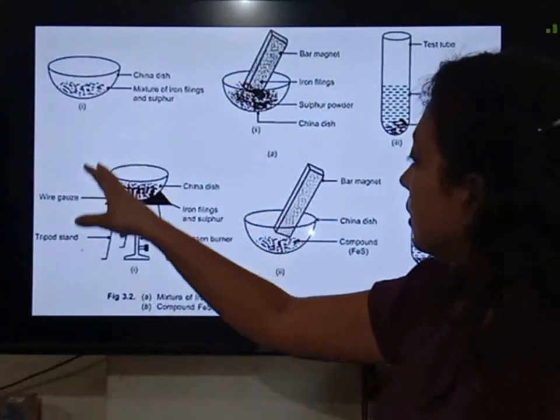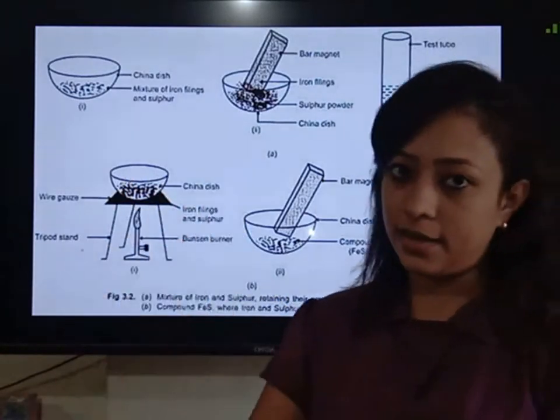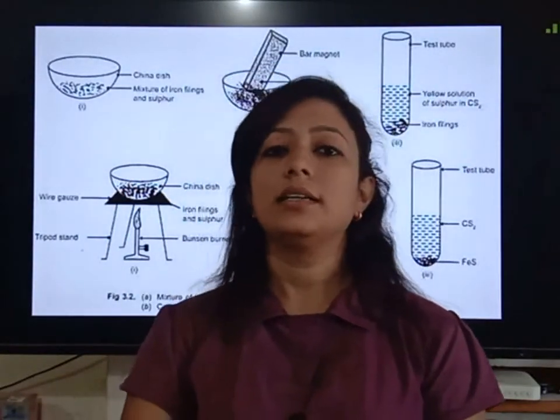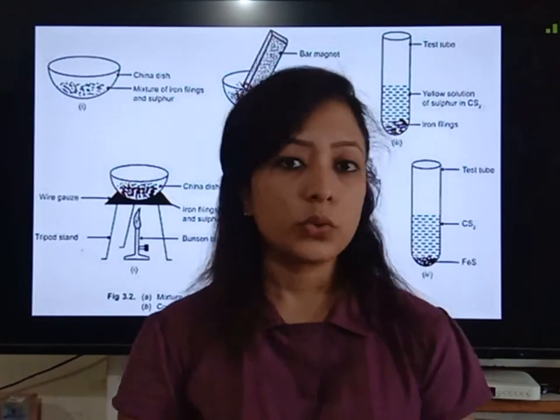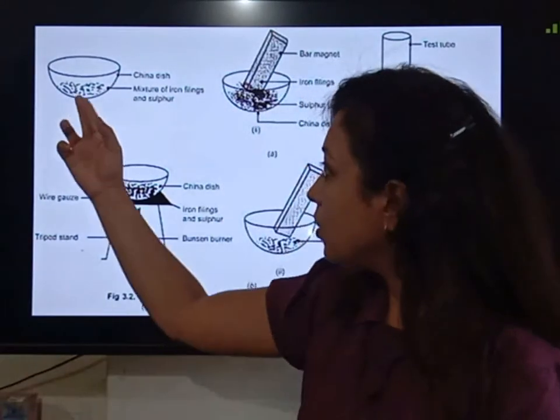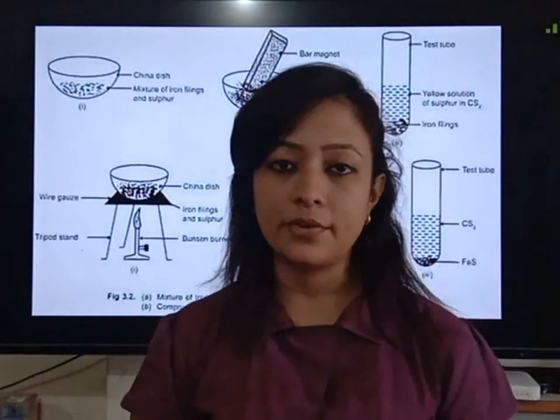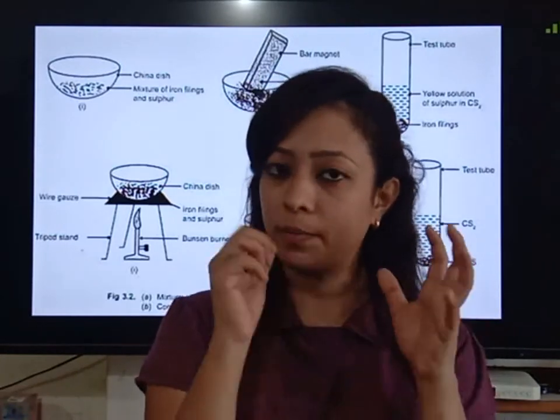Now children, the second part of the activity that we are going to study is the preparation of a compound. Which compound are we making from these same two substances? That is iron sulfide. We are going to make that.